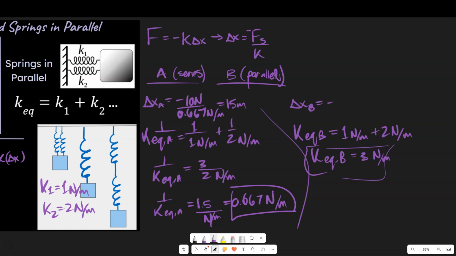So we can take what we had done previously. We had set this up to solve for what our displacement is going to be. We'll use the same exact force, and we're going to say, well, now our equivalent K value is higher. It's 3 newtons per meter. And if we do that, we end up with an answer of 3.33 meters, or negative meters, whichever. So you can clearly compare the two, and you can see that with the same force, you're going to get much more stretching out or compressing in if the springs are set up in series, and much less if they're set up in parallel.